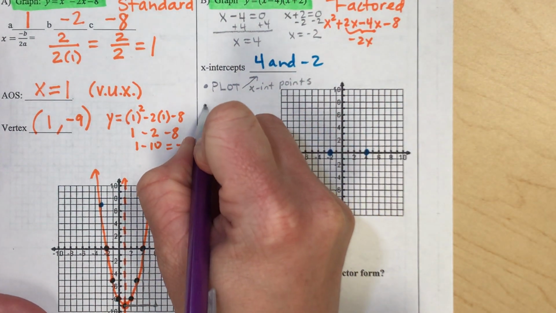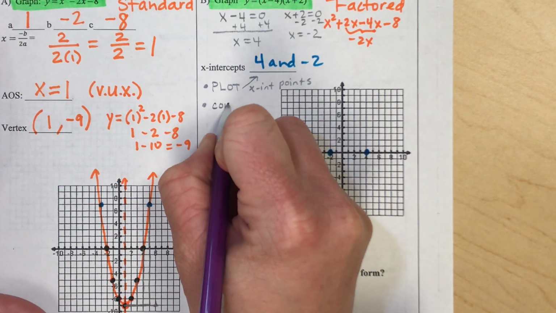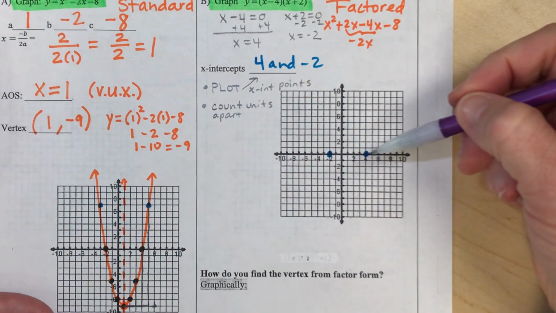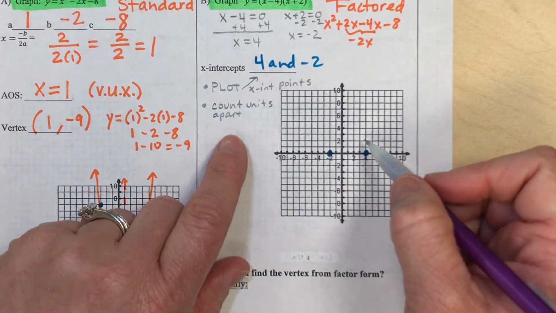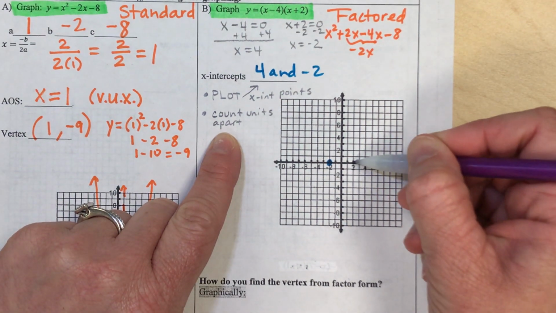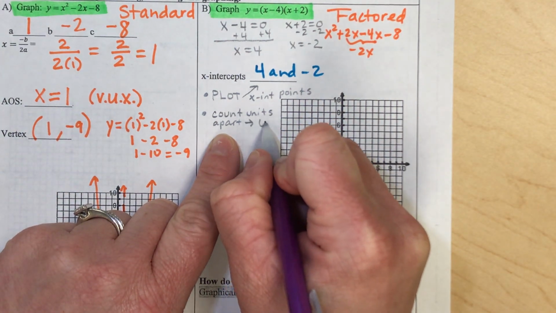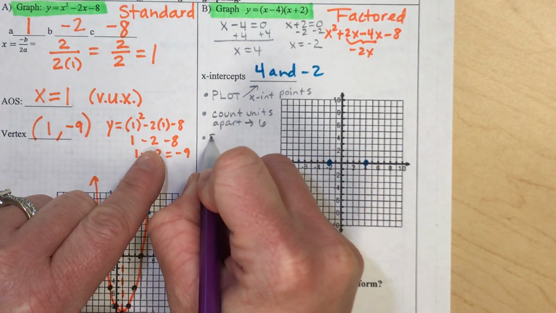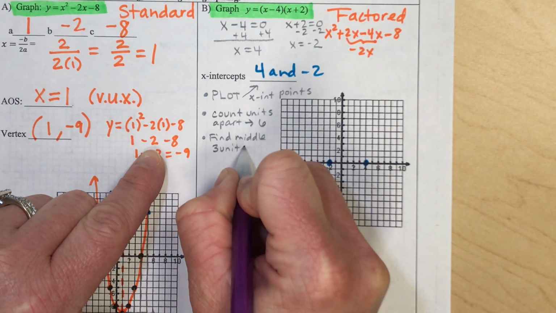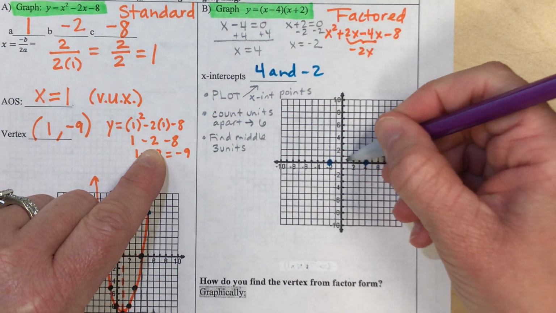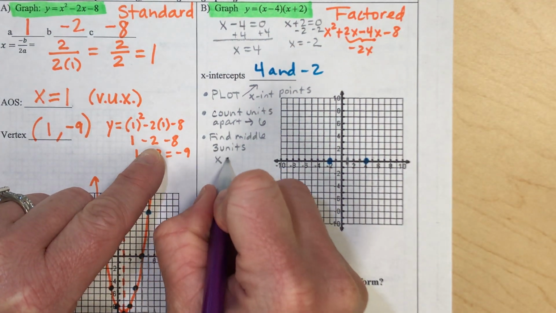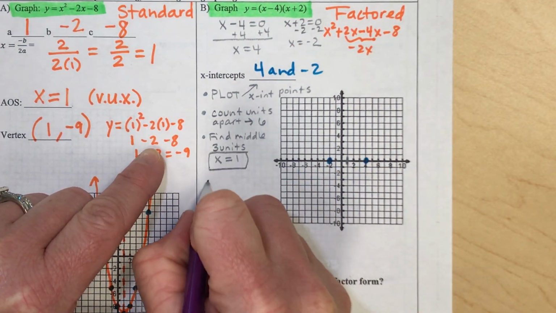Next, what you want to do is count the units they are apart. Now, if these are supposed to be perfectly symmetric, then I can find the middle, and that's what I'm going to start doing. So if these are 1, 2, 3, 4, 5, 6 units apart, then I can find the middle, which is 3 units. So from here, go over 3, and from here, go over 1, 2, 3. I know the middle is x equal to 1. This is my axis of symmetry.